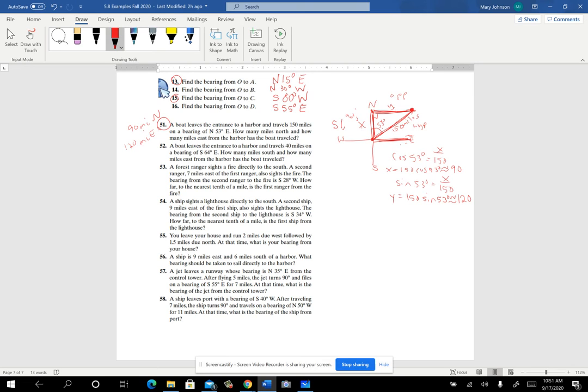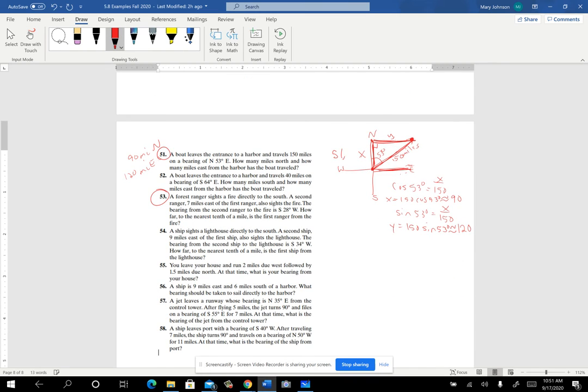All right. Okay, let's try 53. Let me see if I can get another page so I can raise this up a little bit.